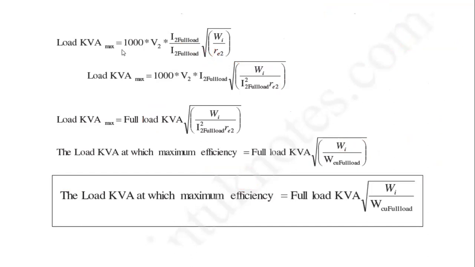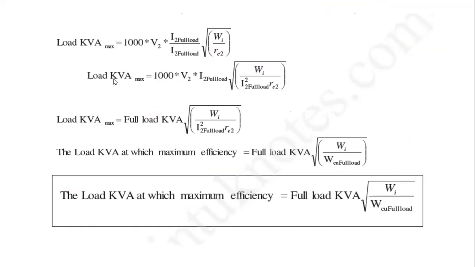Therefore, the load kVA maximum is equal to 1000 into V2 into root of Wi by RE2. And then we multiply and divide with respect to I2 full load by I2 full load.